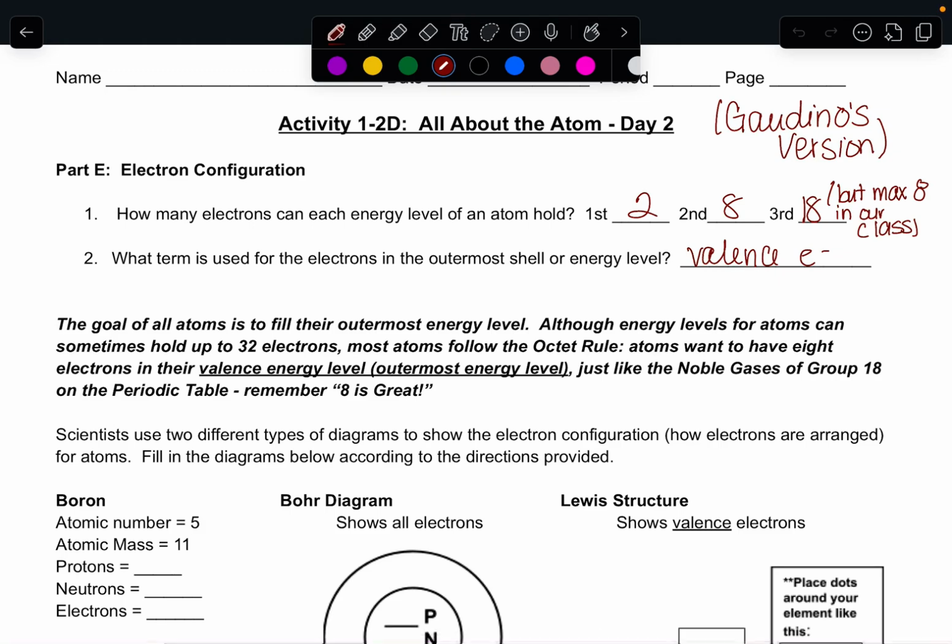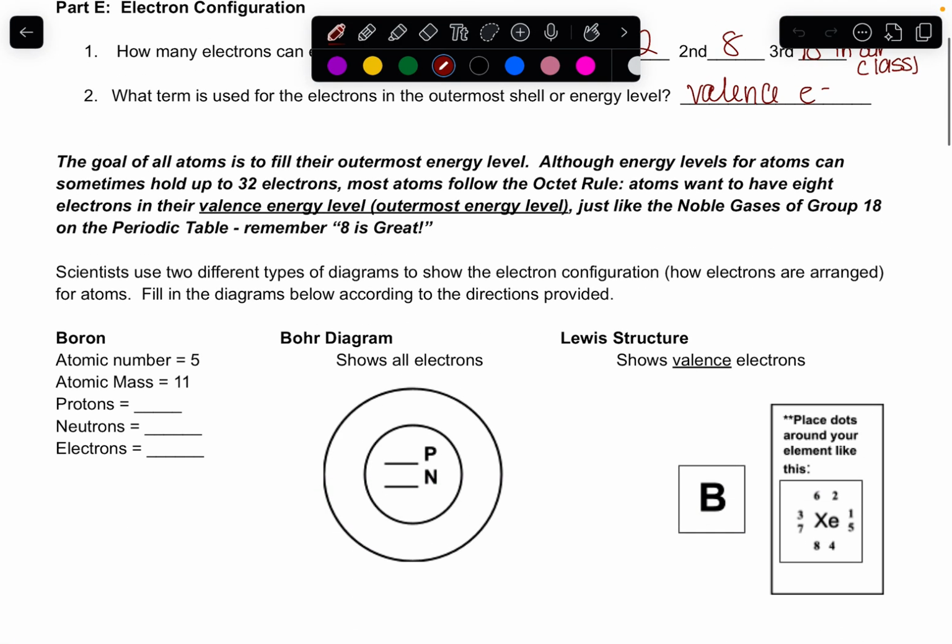So I'm going to work through how to do these Bohr diagrams on the 1-2D worksheet. In order to complete the Bohr diagrams, you need to have the atomic mass and the atomic number. We learned earlier in the week that atomic number tells you the number of protons. Right now we're in our happy little unicorn universe where everything's perfect, and it's also the number of electrons. So if I have a 5 atomic number, my protons are 5 and my electrons are 5.